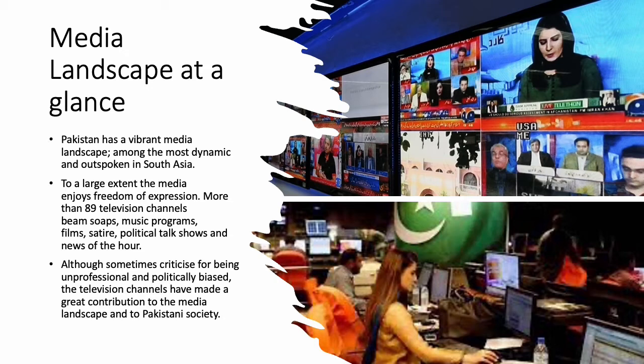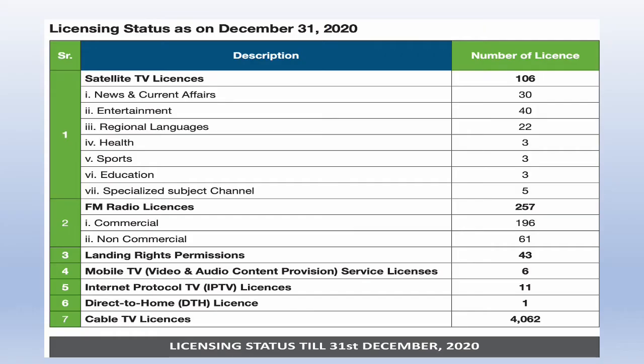So, the media landscape at a glance. Pakistan has a vibrant media landscape, amongst the most dynamic and outspoken in South Asia. To a large extent, the media enjoys freedom of expression. More than 89 television channels beam soaps, music programs, films, satire, political talk shows, and news of the hour. Although sometimes it is criticized for being very unprofessional and politically biased, the television channels have made a great contribution to the media landscape and to the Pakistani society as well.